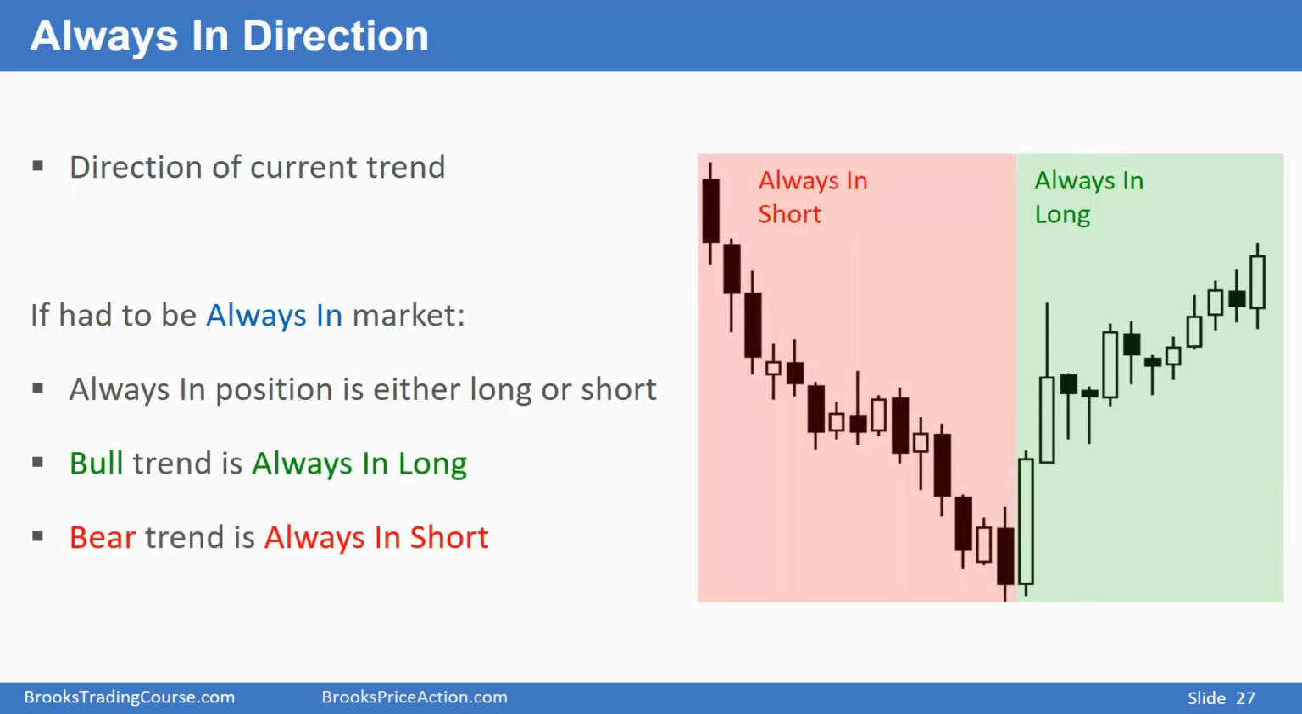In a bear trend, the market's always in short. At this moment, do I want to be long or short? If I had to be always in the market right at this instant, I want to be short. The market's always in short here, and somewhere in here, it became always in long. Traders thought it was better to be long, easier to make money being long than short.